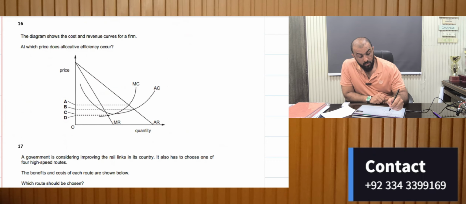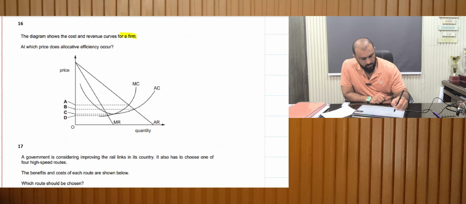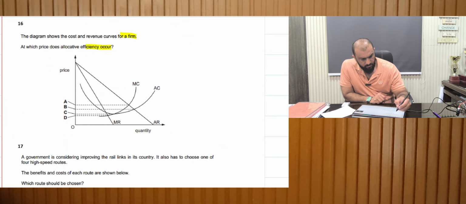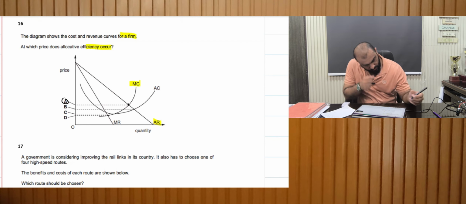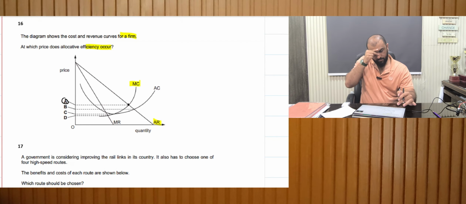The diagram shows the cost and revenue curves for a firm. At which price does allocative efficiency occur? Okay, MC is equal to AR. Let's look at MC, AR. It's this point going back to A. So A is the right answer.